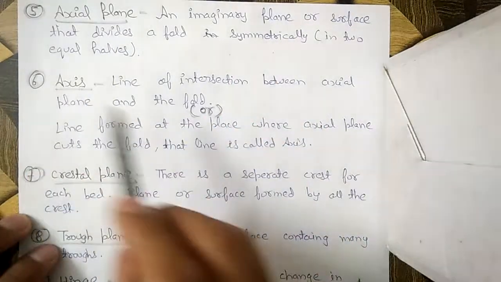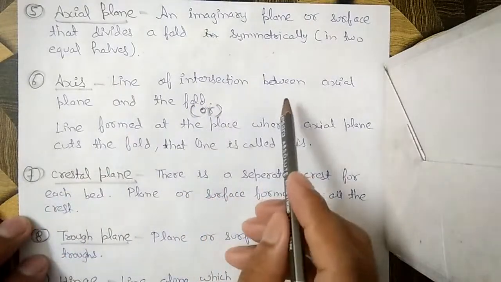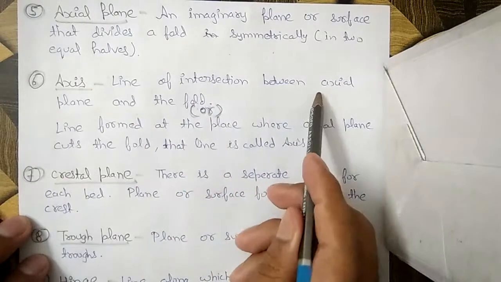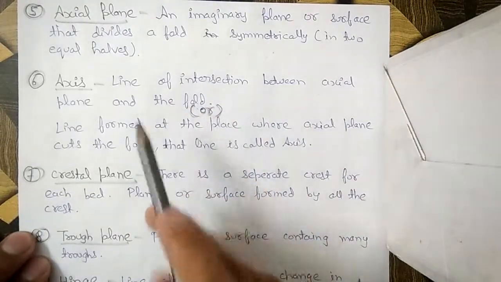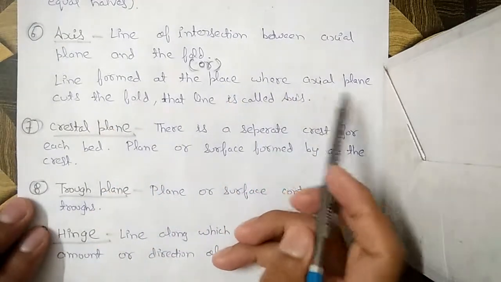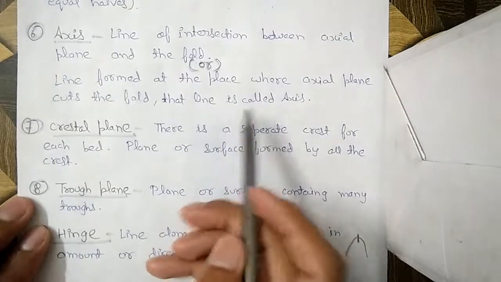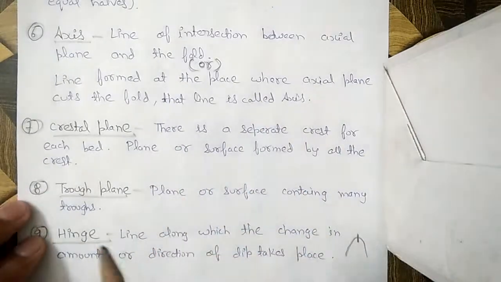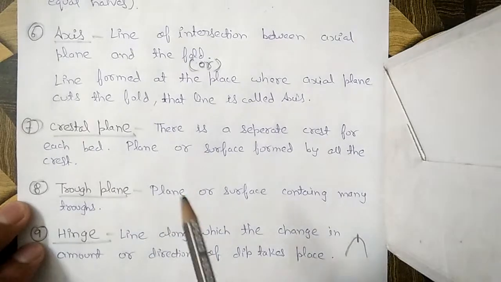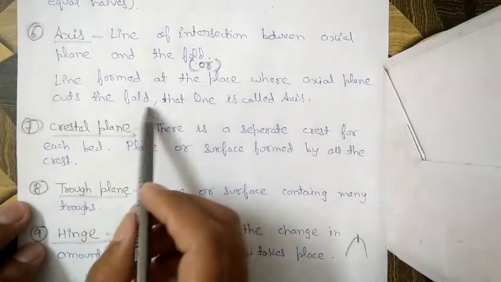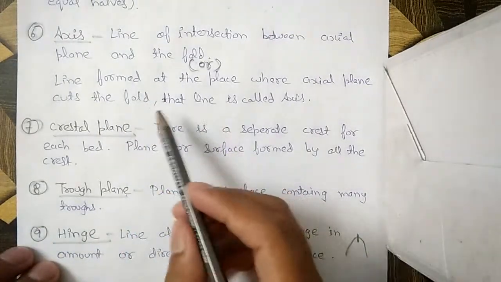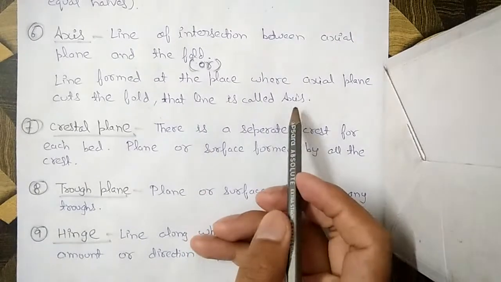And what is an axis? Line of intersection between axial plane and the fold. That line is called axis. I have one more definition of it. Line formed at the place where axial plane cuts the fold. That line is called axis. Means the line that is formed by the intersection of axial plane and the fold is called axis.